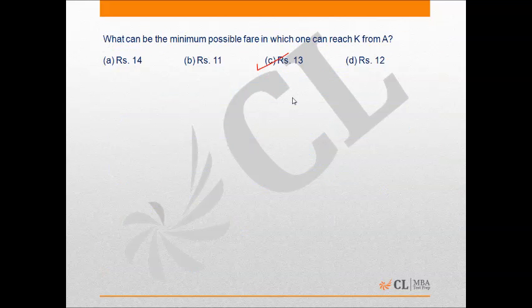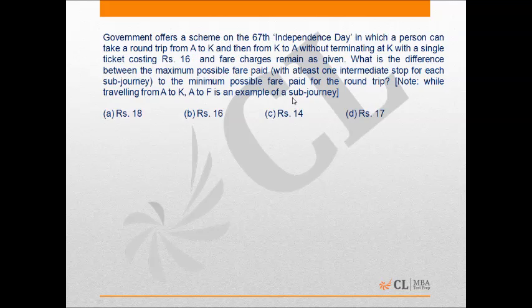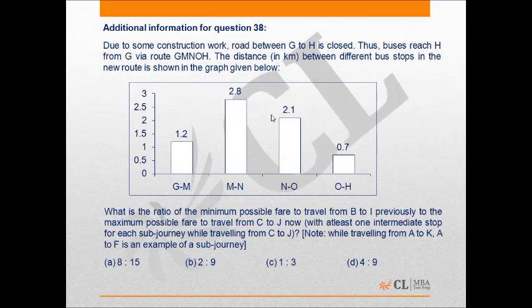So the required difference in this case will be 30, which is the maximum possible fare that one can pay for making a round trip, minus the minimum fare, which is rupees 16. So the required difference is rupees 14. Option C is the correct answer. Let's move to the last question of this step.